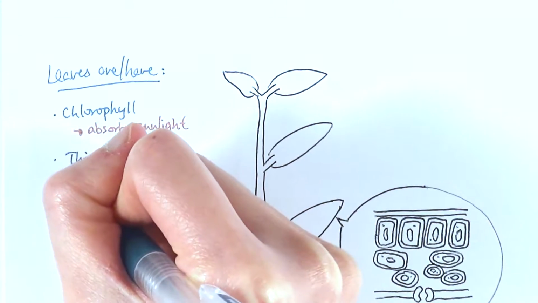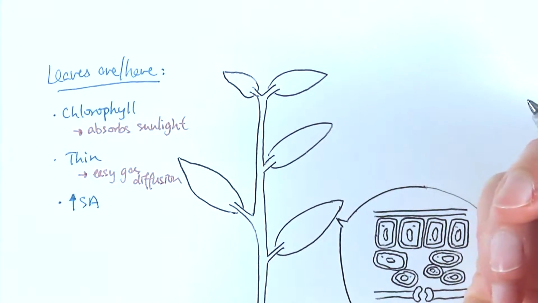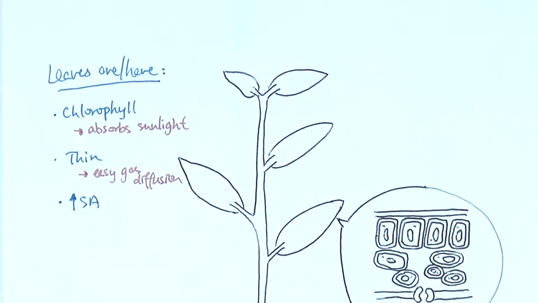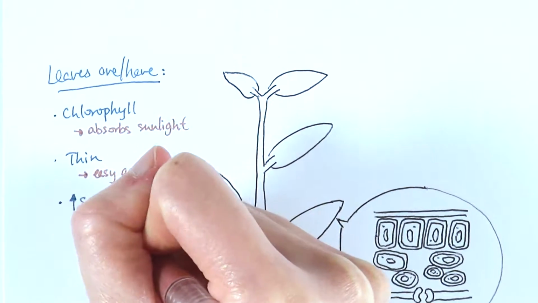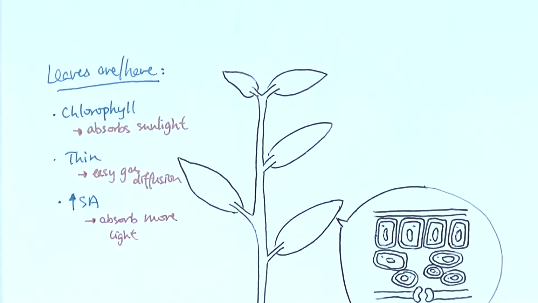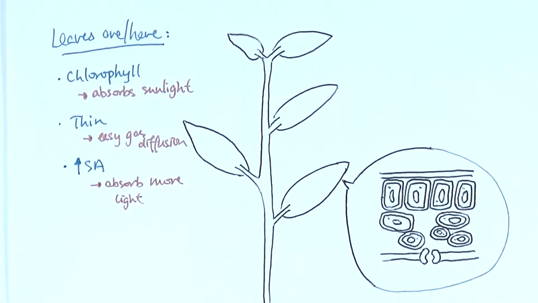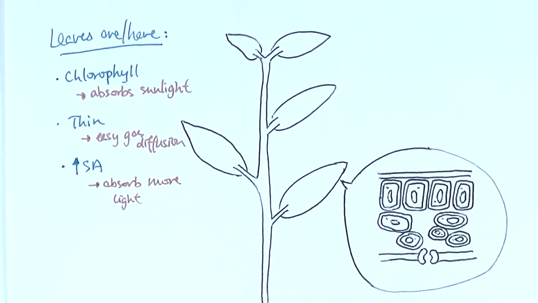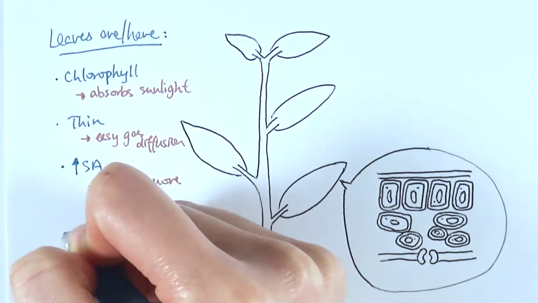The third thing about leaves is that they have quite a large surface area, and if they have a large surface area, they can absorb more light. So if you've got a plant with smaller leaves, they can absorb less sunlight, so they won't be able to do photosynthesis as well as a plant with larger leaves.